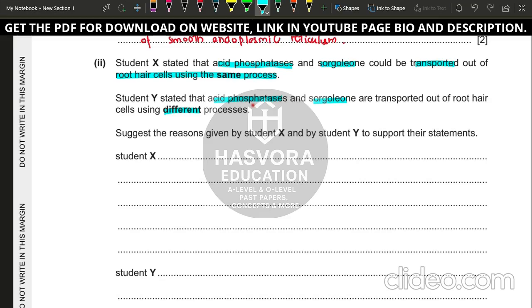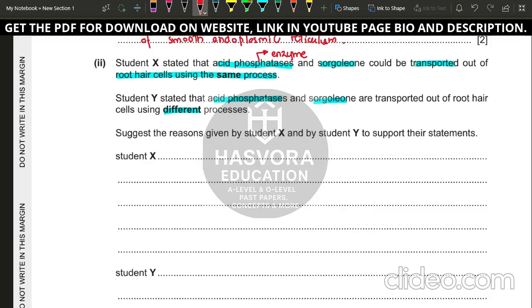So how can we think of it? You can say that acid phosphatase is an enzyme. Okay, so this is your enzyme, and enzymes are actually globular proteins, and the proteins will have the charged amino acids, and they are not hydrophobic. Okay, the enzymes are hydrophilic. So we have studied that whenever we have hydrophilic molecules, or ions that are charged, or they are large in size, they need to be transported using bulk transport, or using active transport.